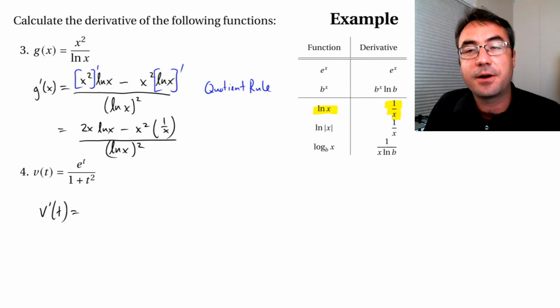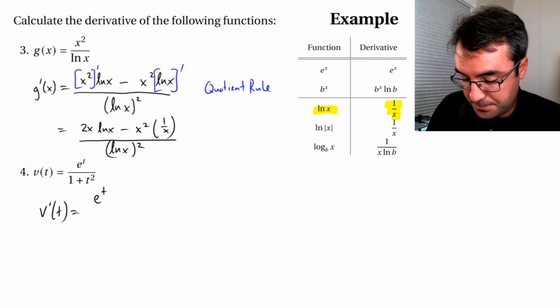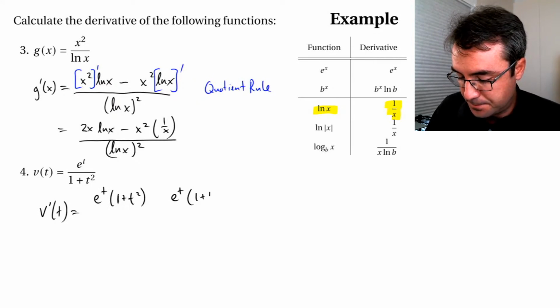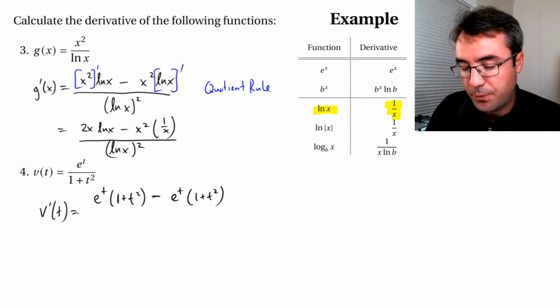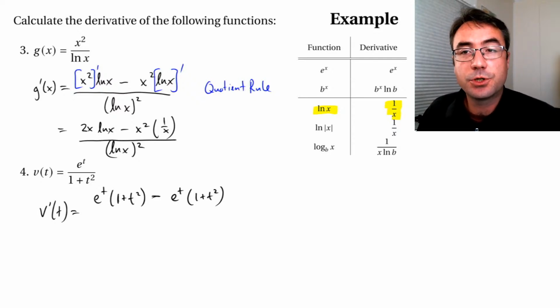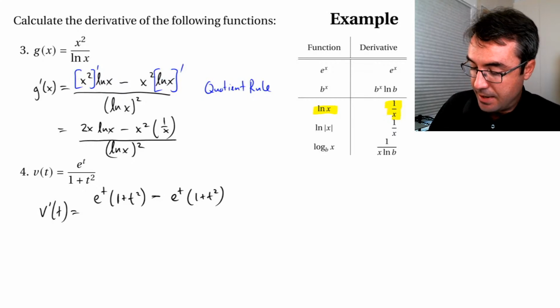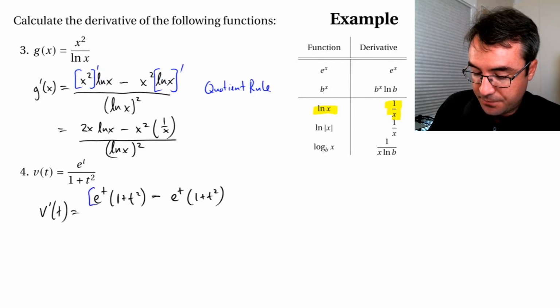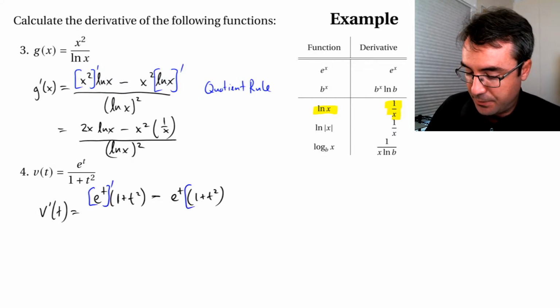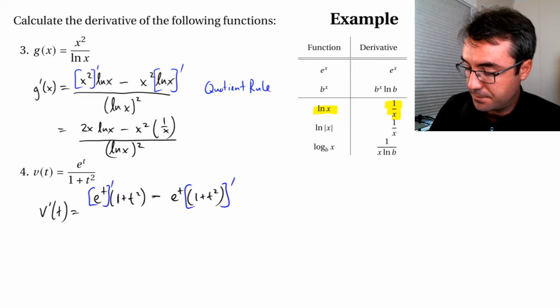So let's write down our fraction. We'll write it as a product. So top times bottom. Do a second copy, top times bottom. In the middle, we put a minus sign because we're doing quotient rule. And then in the first copy, we differentiate the first part. And in the second copy, we differentiate the second part.